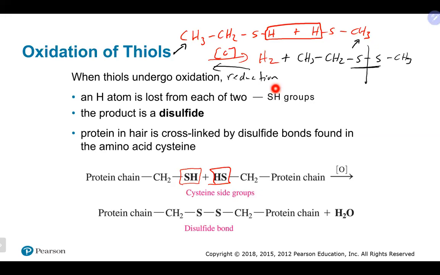So you break it where you put it together, and when you break it apart, the guy on the left gets a hydrogen, the guy on the right gets a hydrogen to make the SH group. That is the opposite reaction, which is a reduction reaction, because in that case we're adding the H2. Going in the other direction, oxidation, we are removing the H2 to put it together. Any questions on that?